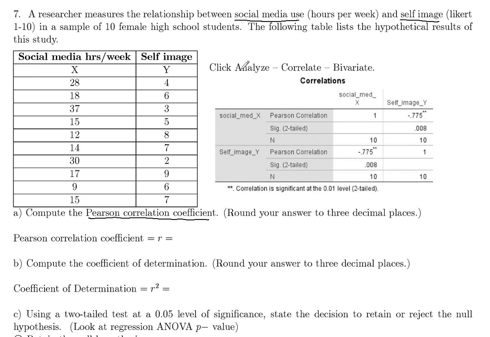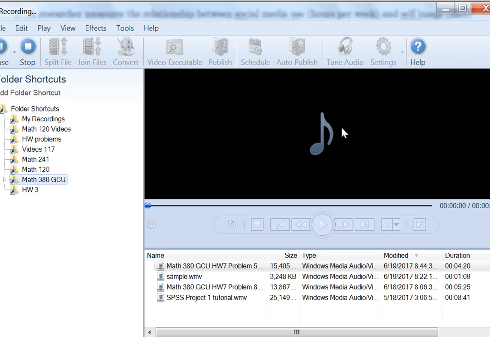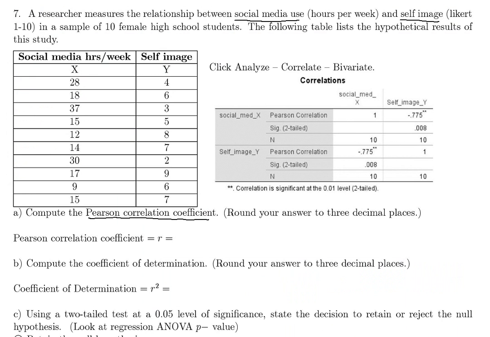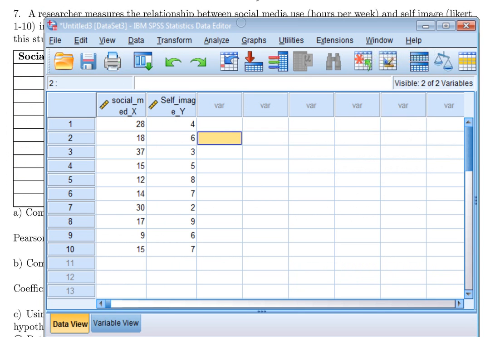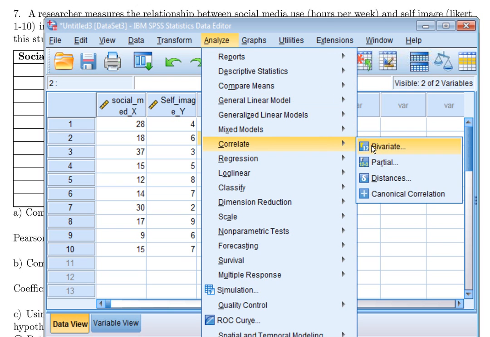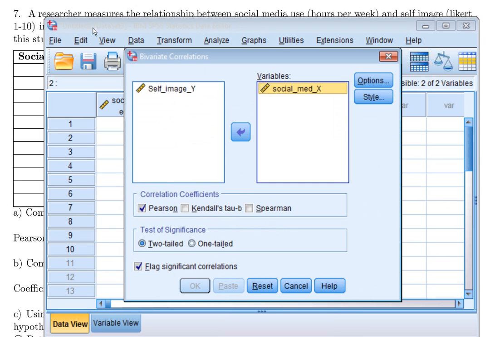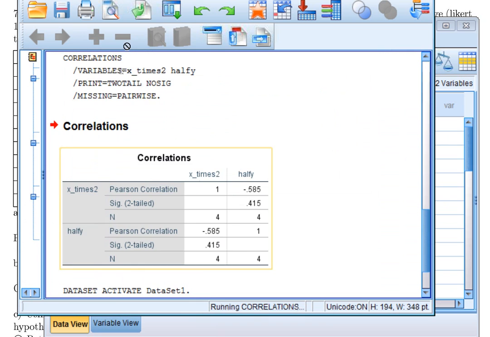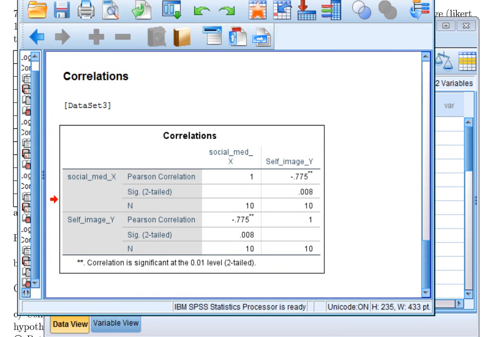To do that, we're going to do analyze, correlate, bivariate. Just enter the data in 2 columns, and that should produce this table. So let's double check that. Here is the data. We go to analyze, then correlate, and bivariate. Bring the 2 variables over. We make sure that Pearson is checked here and click OK. So here's our correlation table, and I copied that and brought it back over.